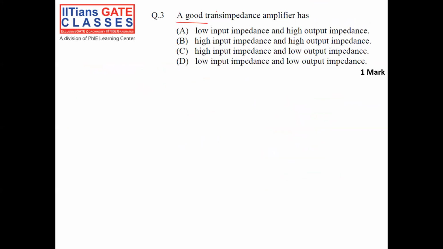A good trans impedance amplifier should have what input impedance and output impedance? What is the condition of input impedance and output impedance? So what is a trans impedance amplifier? Trans impedance means output voltage by input current. An amplifier which takes my input current and converts it to give my output voltage, that I can call a trans impedance amplifier.